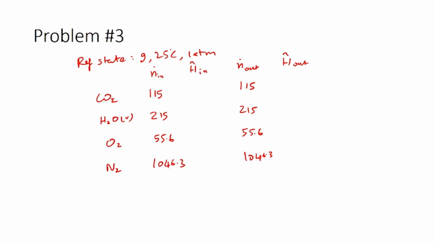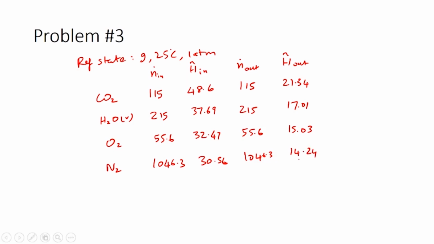So, you have carbon dioxide, water vapor, oxygen and nitrogen all entering at 1000 degrees Celsius. All these values have to be looked up in the enthalpy table for combustion gases. If we look up these values, they are given as 48.6, 37.69, 32.47, 30.56 and 21.34, 17.01, 15.03 and 14.24. So, this gives us the enthalpy table.